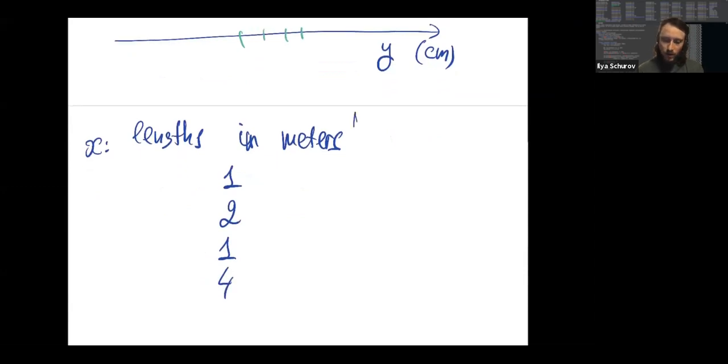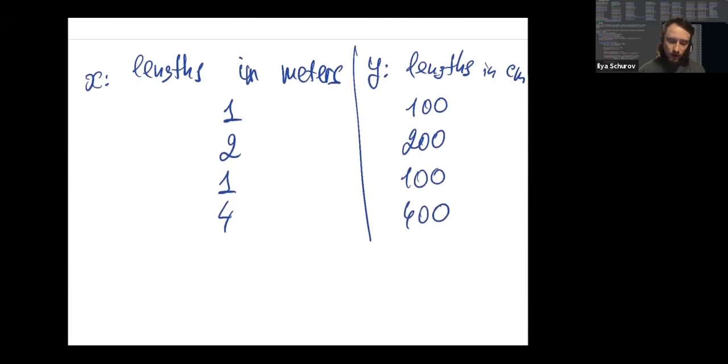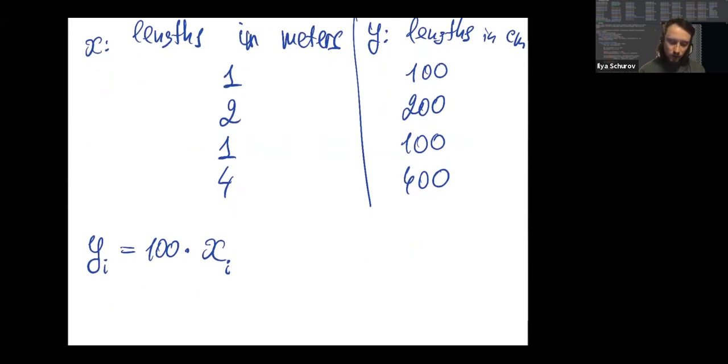Something like this. And let me consider another variable Y, which measures the same thing, but in centimeters. How many centimeters in 1 meter? 100 probably. So we have 100 centimeters here, 200 centimeters here, 100 here and 400 here. So I can say that values of Y are obtained just by multiplication of values of X by 100. And what can you say about the relation between variance of Y and variance of X, how they are related to each other?